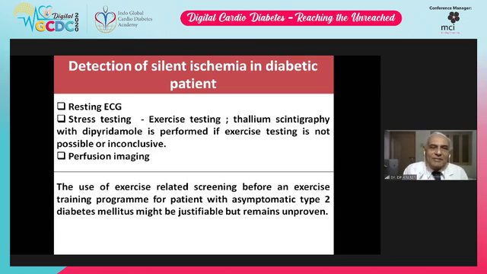Detection of silent ischemia in diabetic patients. Resting ECG, stress testing, exercise testing, and thallium scintigraphy with dipyridamole are performed if exercise testing is not possible or inconclusive. Perfusion imaging may be helpful if required. The use of exercise-related screening before an exercise training program for patients with asymptomatic type of diabetes mellitus might be justified, but it remains unproven.